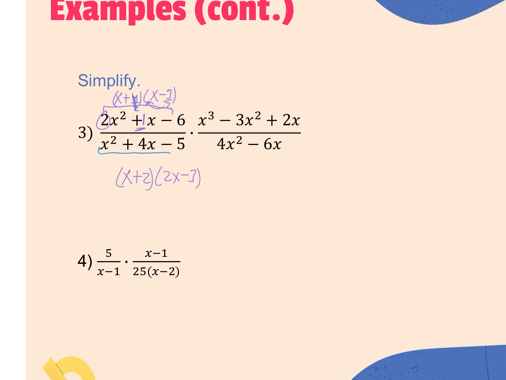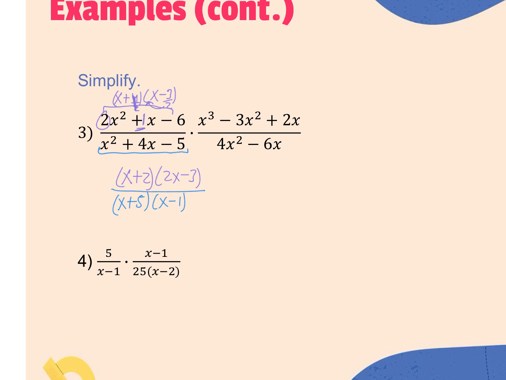So I'm going to factor x squared plus 4x minus 5. You're just looking for factors of negative 5 that add to 4. And that's going to be an x plus 5 and an x minus 1. All right, so that's our first fraction.